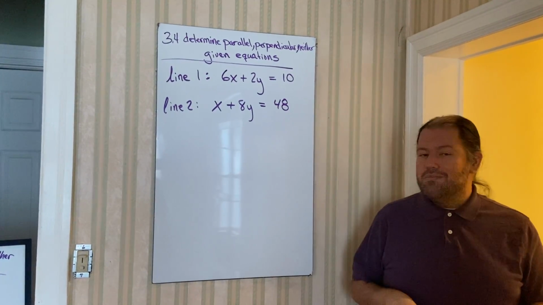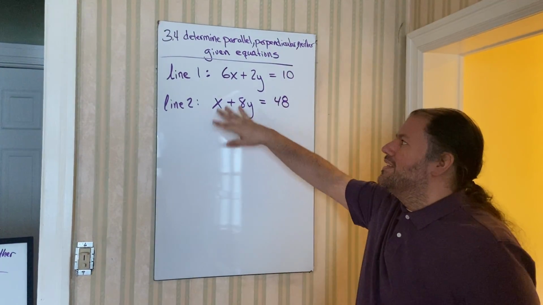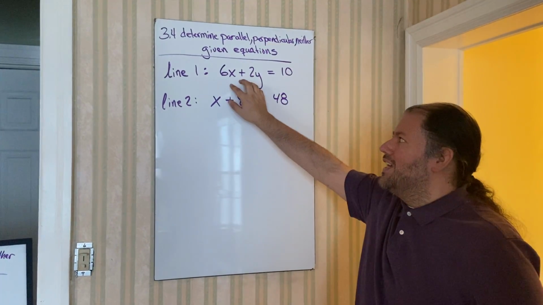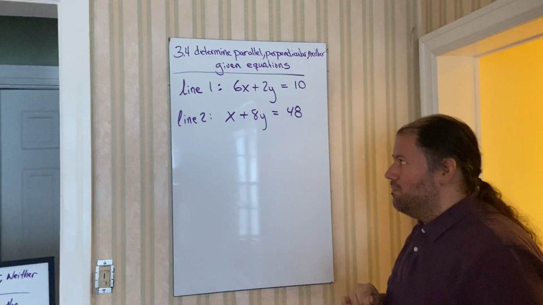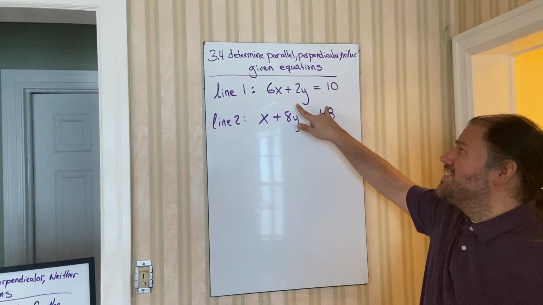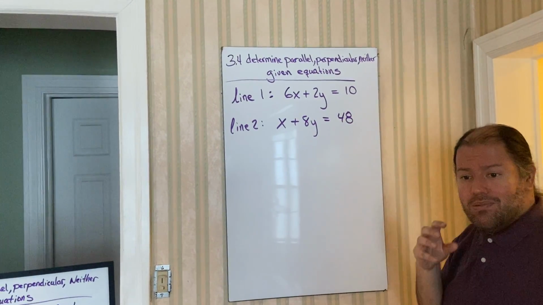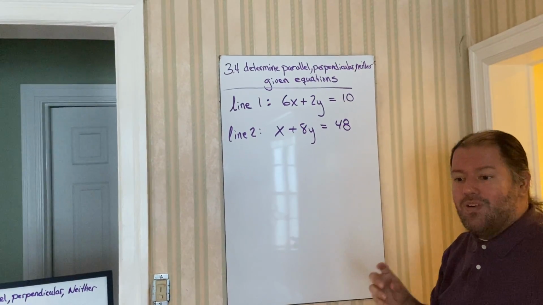So this one's going to be a multiple choice question because it's either parallel, perpendicular, or neither. They're going to give you two equations. Here we have line 1, and here we have line 2. The first thing you want to do, just like we did in the other problems, is find the slope of the equation by getting y by itself.